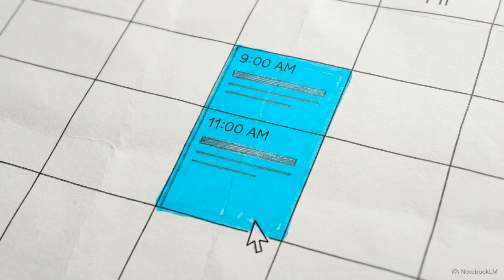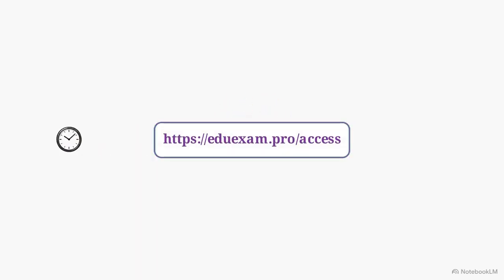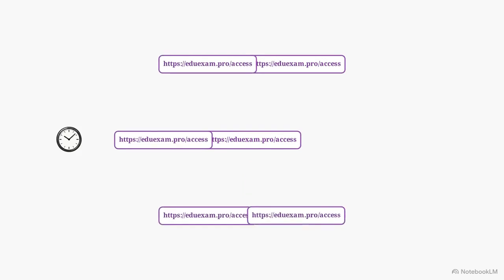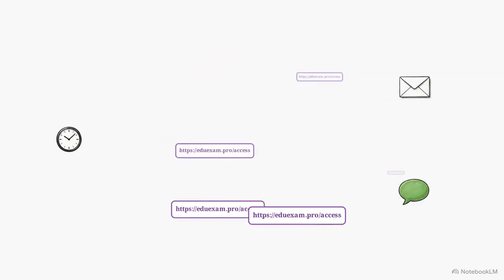The final step is scheduling. You define strict start and end times for the exam window, which prompts the platform to generate a unique access link. You distribute this link directly to your roster using the platform's automated email and SMS notifications.